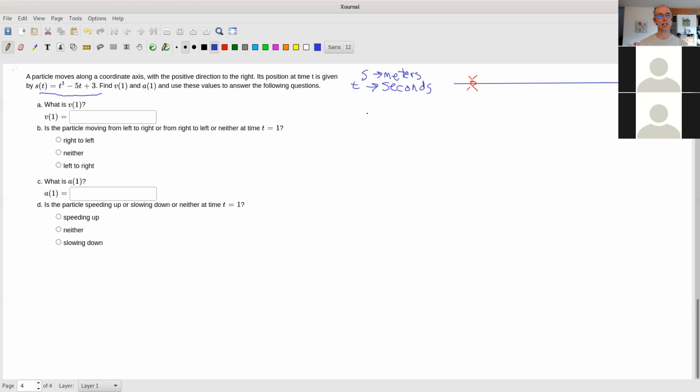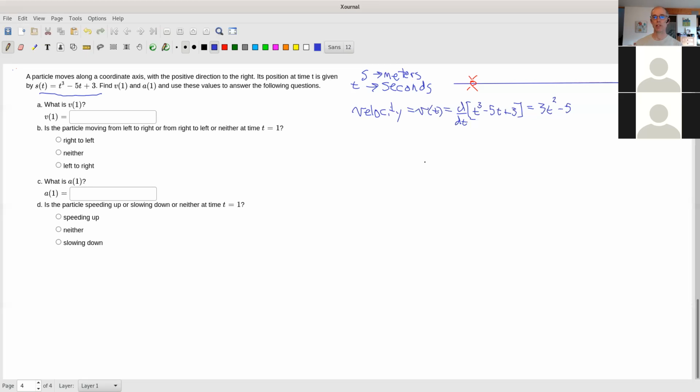Next thing I need to know is if S is position, then what is velocity? So velocity V. That's the rate of change, the derivative with respect to time of my position function, which is t cubed minus 5t plus 3. And we're getting good with these shortcuts. So derivative of t cubed is 3t squared. Derivative of negative 5t is negative 5. And the derivative of 3 is 0. So that's my velocity function.